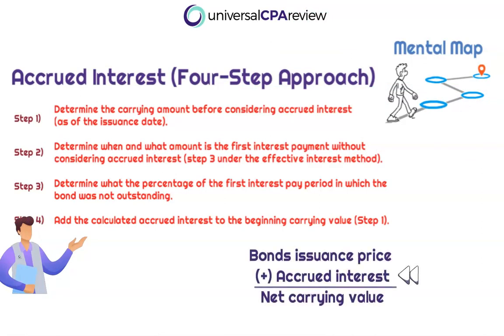And finally, in step 4, this is the easy part. That amount that we just calculated, we're going to add to the amount of the beginning carrying value. So we're just adding the calculated accrued interest back to step 1.